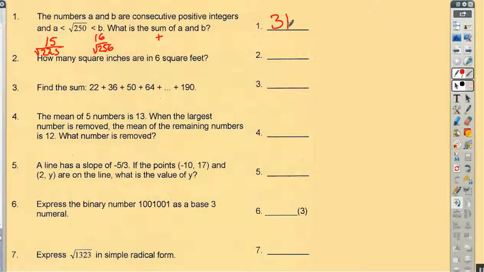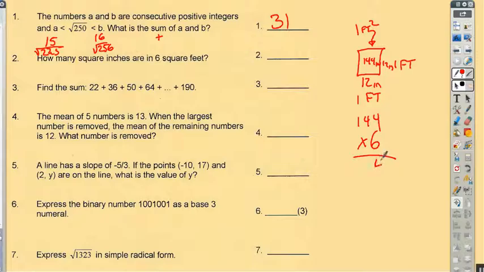How many square inches are in 6 square feet? Ooh, scale factor problem. This is a tough one if you don't remember this. If I draw this out, I have 1 foot by 1 foot. This has an area of 1 foot squared. How many inches are in a foot? 12, right? So you have 12 inches by 12 inches. So there are 144 square inches inside of 1 square foot. So really, this question is asking you to multiply 6 times 144.